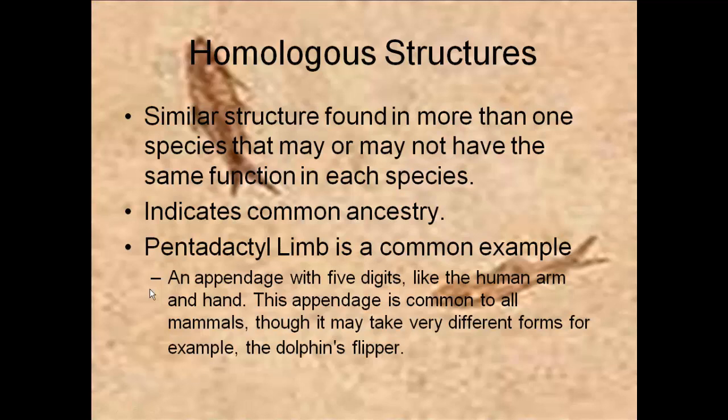So, first thing, this term should look familiar. Homologous. What does homologous mean? Same. Yep, we know the prefix homo means the same. Now, homologous structures, guys, are structures that organisms have with similar structure but can be different function. It says here, similar structure found in more than one species that may or may not have the same function in each species.